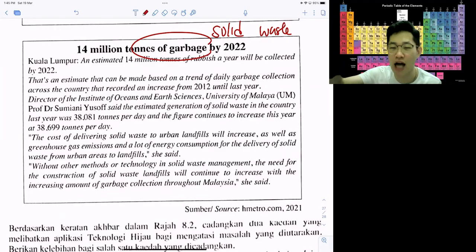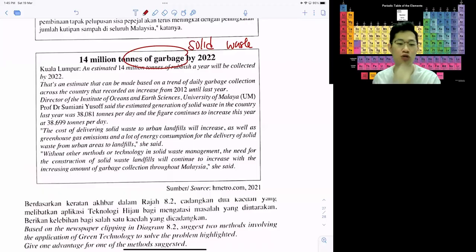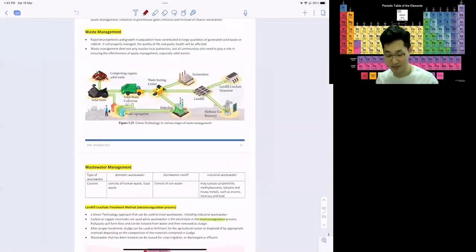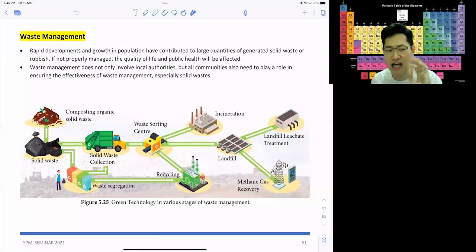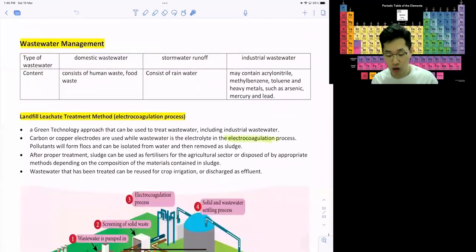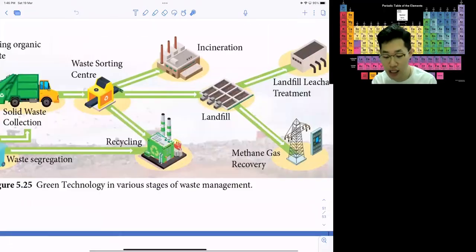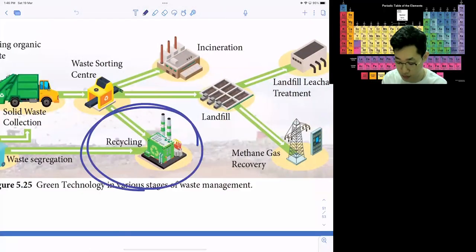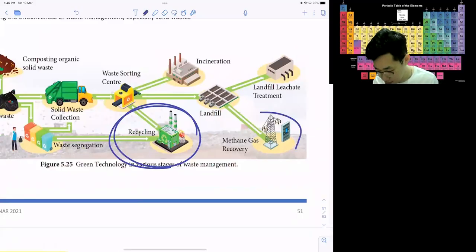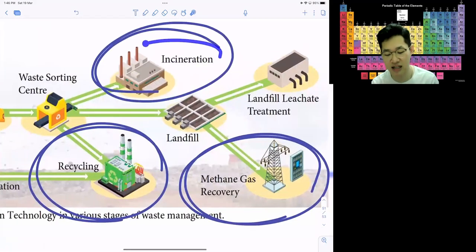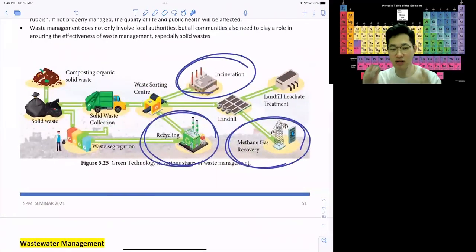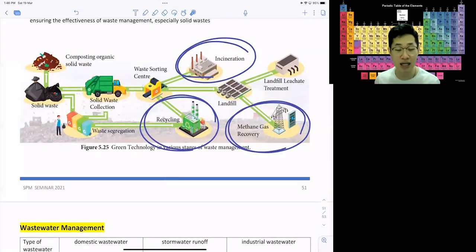Wastewater, we use electrocoagulation to treat it. That means like filter it. But solid waste, how do we do it? Let me find the picture. This one is also about waste management. Most highly green technology is going to ask you about waste management. For industry wastewater, electrocoagulation. For solid waste, we can do these 3 things: recycling, methane gas recovery, incineration. Incineration is actually burning the substance, but maybe with some air filter, that is better than open burning.